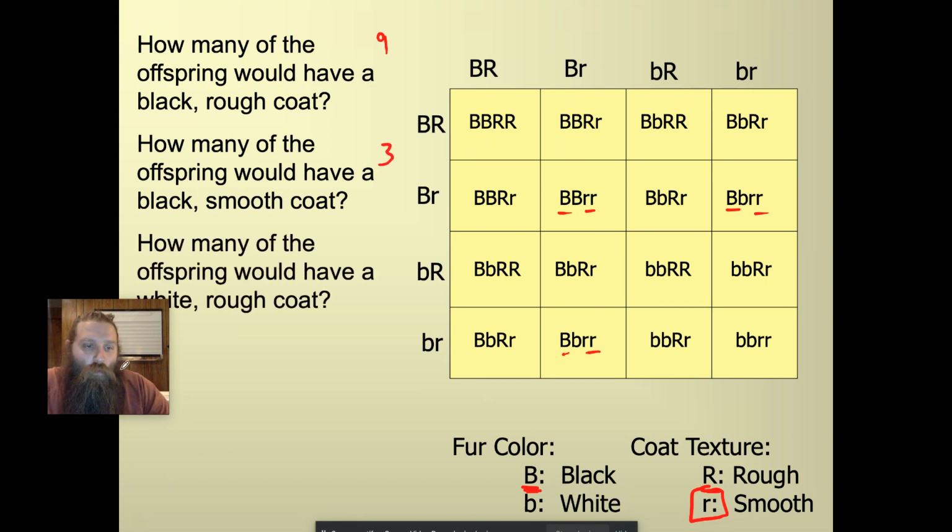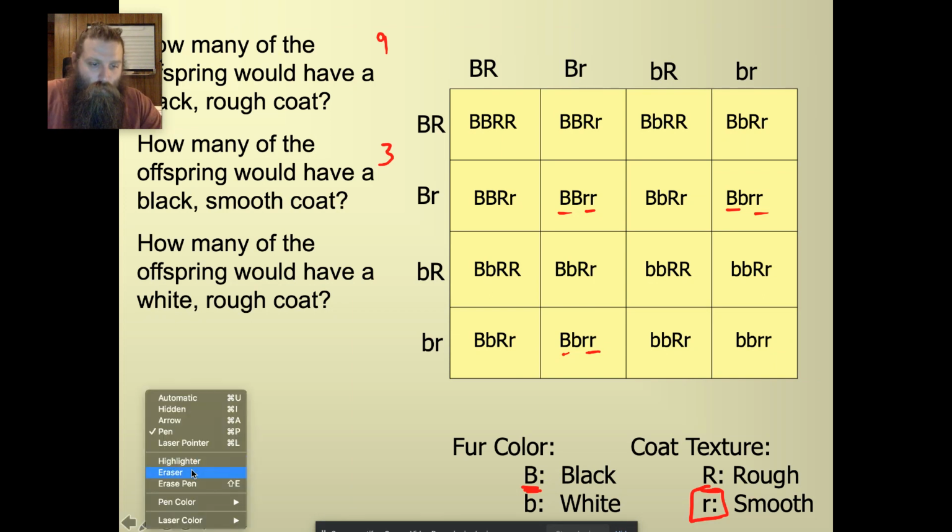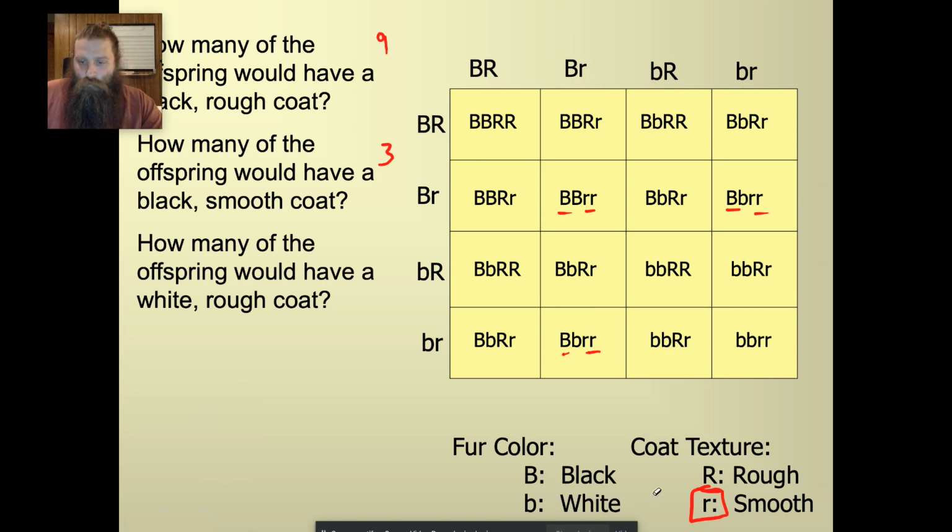All right. What if we asked about white and a rough coat? So now, let's grab our eraser again. So we're looking for a white coat, so we need 2 little b's, and a rough coat, so just 1 big R is all we need. So little b's, we're looking for little b's. Up there, we got 2 little b's and an R, so 1, 2, 3.